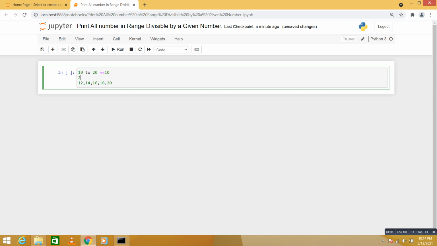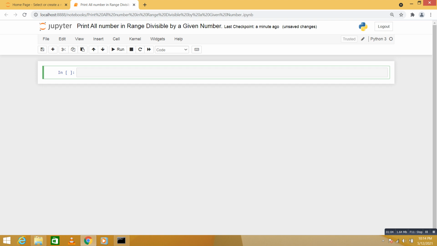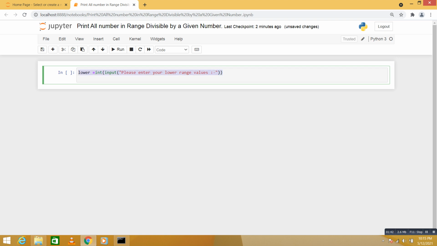So first we need to define the upper limit and lower limit. For that we're going to take the inputs from the user. First we'll say lower range, an input. It is obviously an integer, that's why we cast the input. Please enter your lower range. Then we're going to take another input, the upper range.